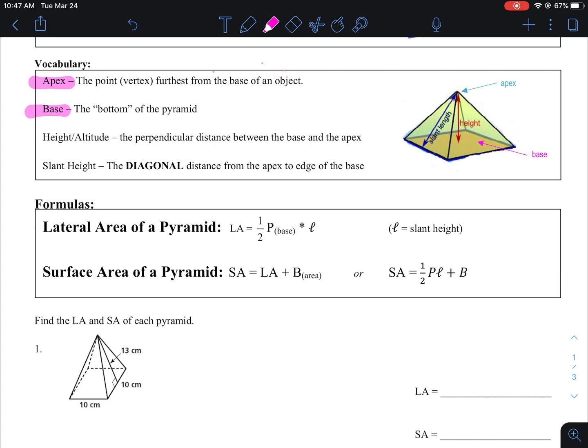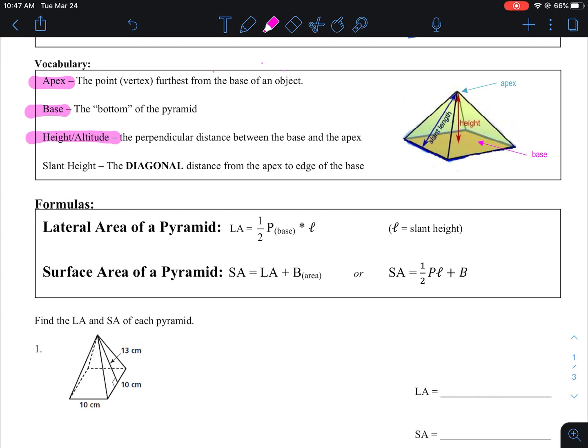So this one, when you look to the right, that's like your typical pyramid that you think of when you think of a pyramid. But just so you know, they have different shapes for bases, and that's going to change a little bit how we find the lateral area and surface area of these. Then we have the height or the altitude. That's the perpendicular distance between the base and the apex. So you can see that red line over there that says height. That goes back to the last chapter, right? Our height and our base are always going to be perpendicular to each other. Always going to be perpendicular to each other, okay?